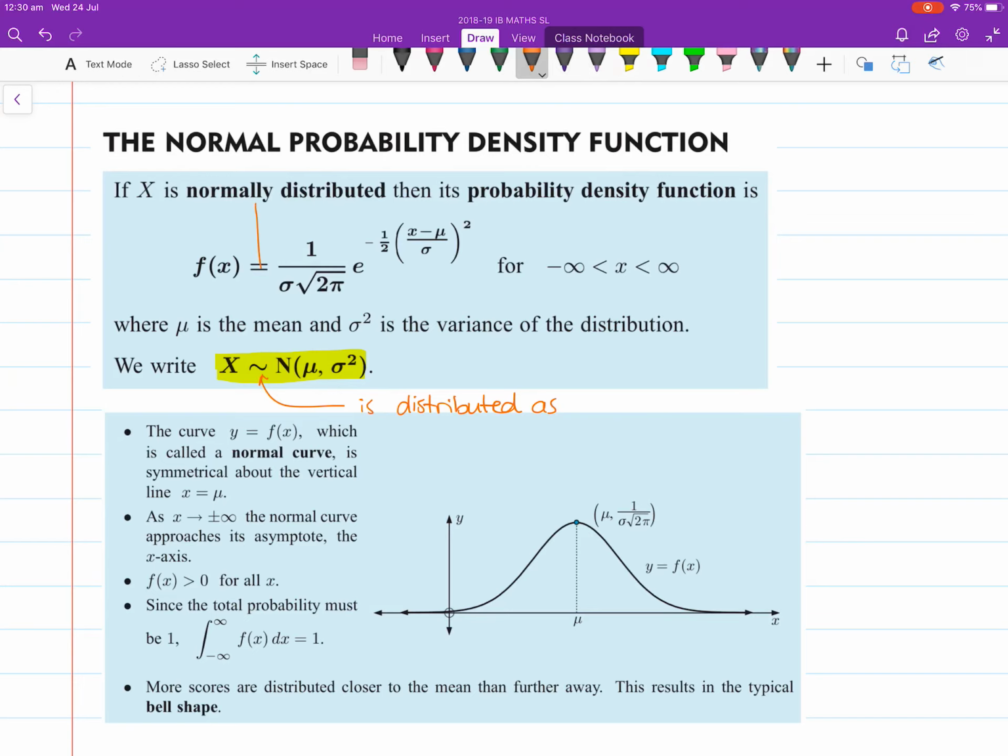N is, I guess, for normally distributed, whereas before we were using B for binomial distribution back in the last chapter, a capital B. And yes, mu is mean and sigma squared is your variance. Now, this equation here is pretty full on. We're going to explore it a little bit more. And this is true for x between minus infinity and infinity.